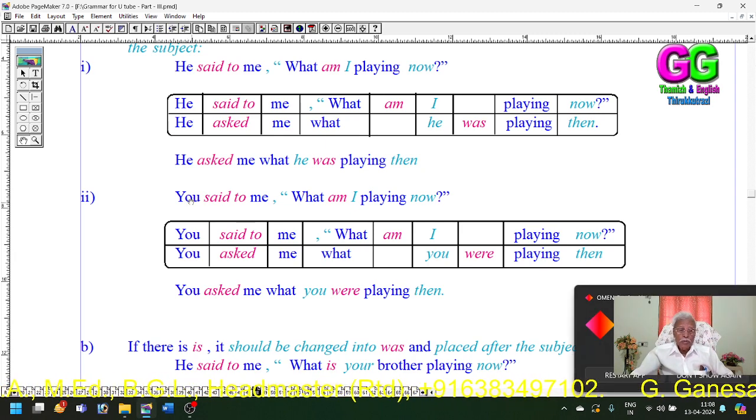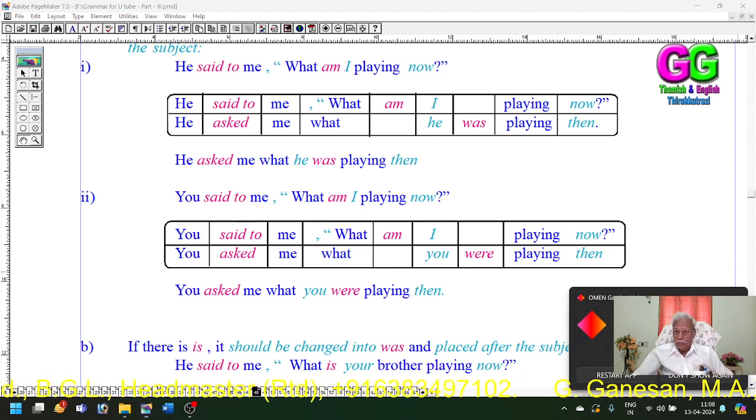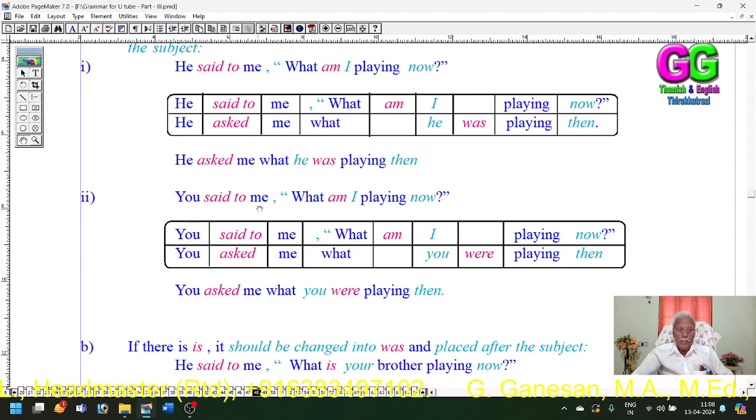So, you said to me, what am I playing now? Said to asked, what? Here, I is the first person, it refers the subject to the speaker. The speaker is second person. So, I has been changed into the second person subject, you.